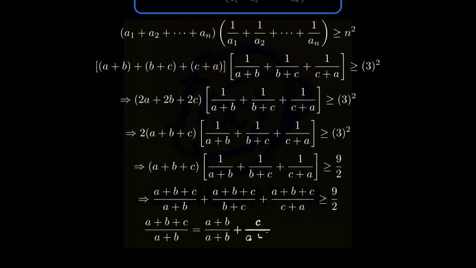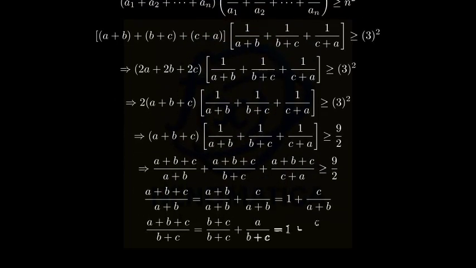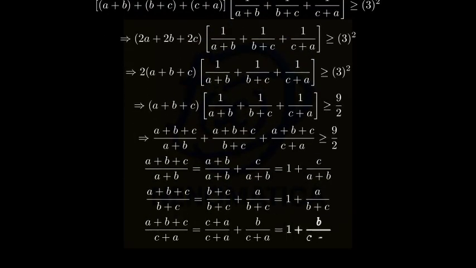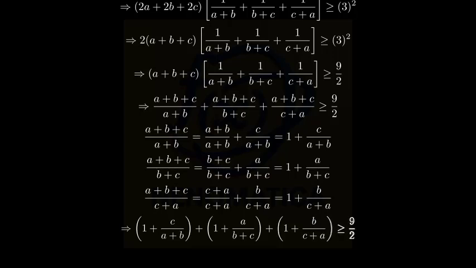For example, the term a plus b plus c over a plus b can be rewritten as a plus b over a plus b, plus c over a plus b, which is equal to 1 plus c over a plus b. Similarly, we can break down the other terms. This gives us 1 plus c over a plus b, plus 1 plus a over b plus c, plus 1 plus b over c plus a, which is greater than or equal to 9 over 2.